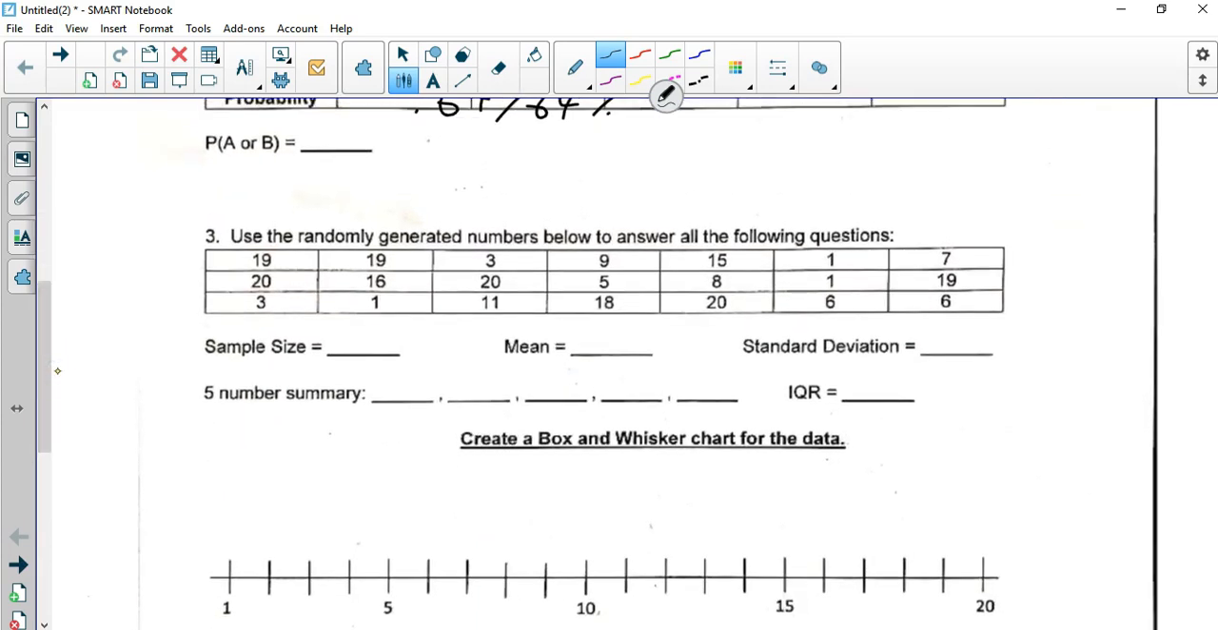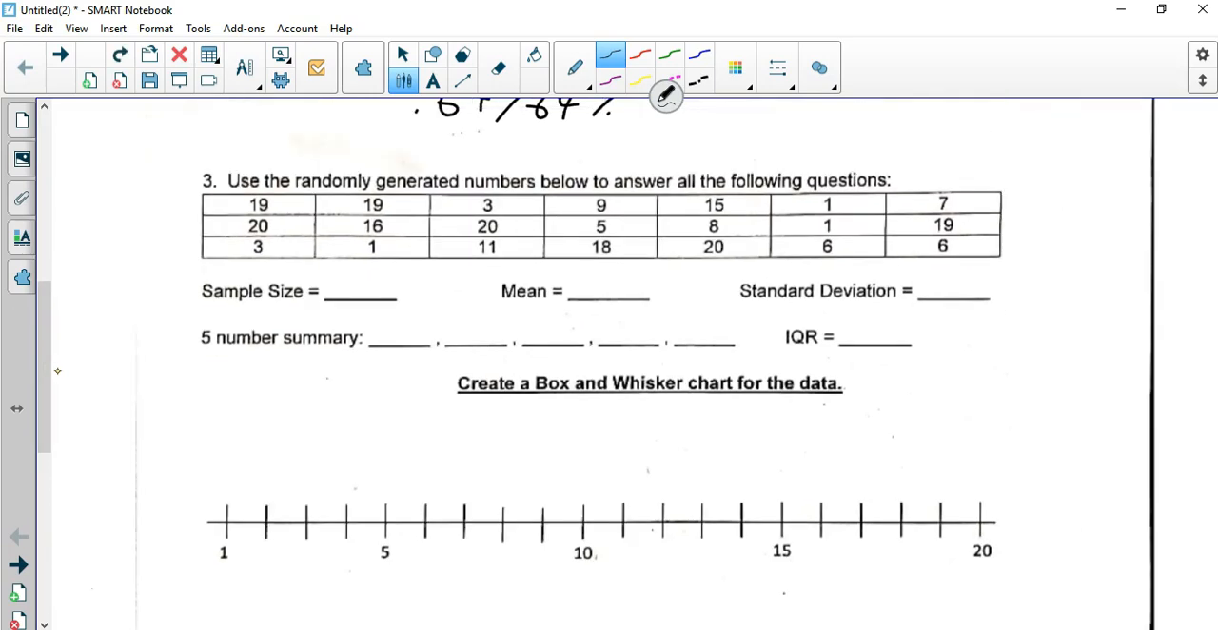Oops, that got messed up. Okay, number 3. Now, we're going to put these in the calculator. So let's go through it. If you want to fast forward through this part because you know how to do this, that's fine. But we're going to put these in the calculator.